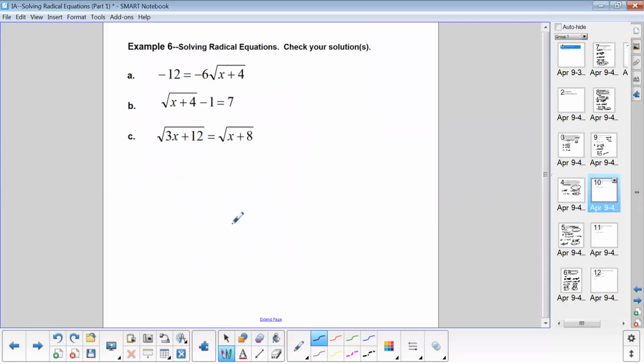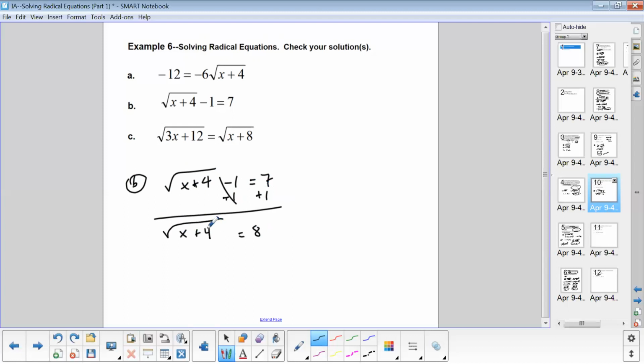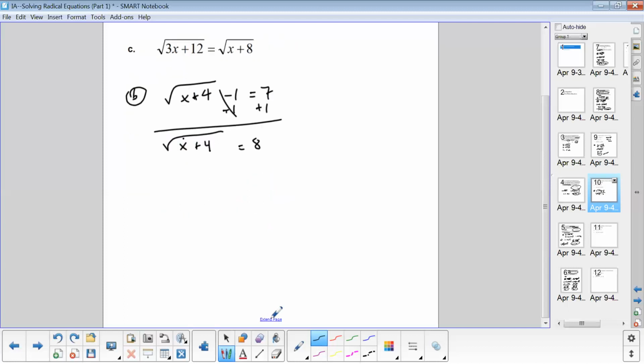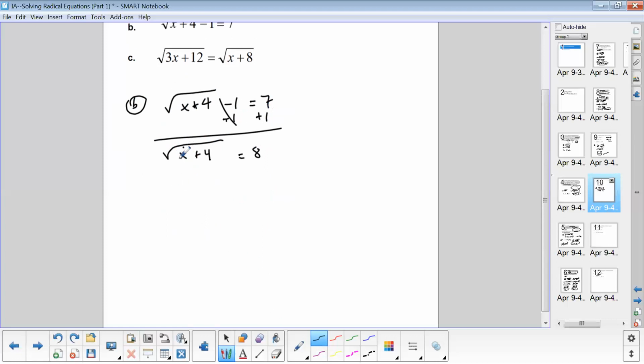All right, so let's look at part B. We've got the square root of x plus 4, minus 1, is equal to 7. Since this subtract 1 is not under the radical, I'm going to go ahead and add 1. And that would give me 8, so the square root of x plus 4 is equal to 8. And I want to get at that variable there, so I'm going to square both sides. So squaring both sides, that's going to give me x plus 4 is equal to 8 squared, which is 64.